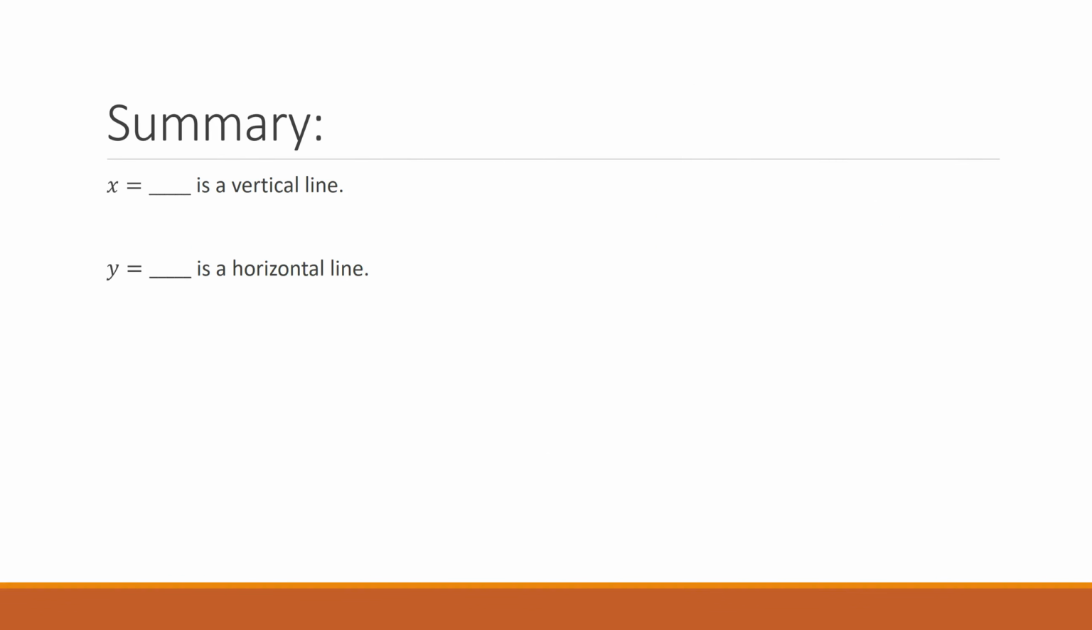Here's your summary for today. X equals a number, like 4 or like something else, is a vertical line. Vertical, meaning straight up and down. Y equals something, like -2 in the example, is a horizontal line. It's like this.